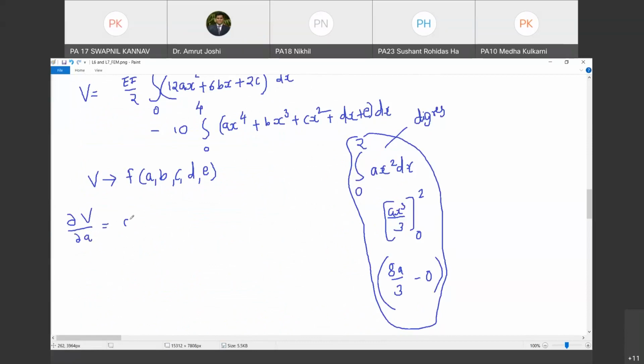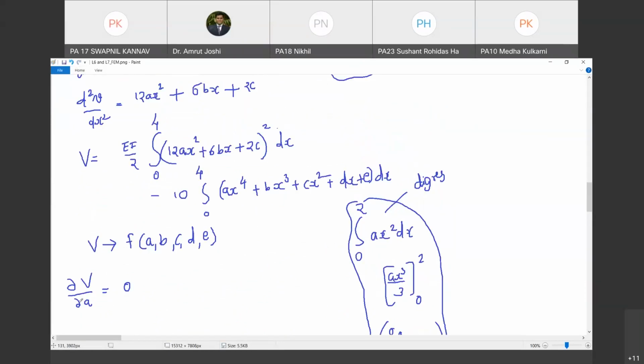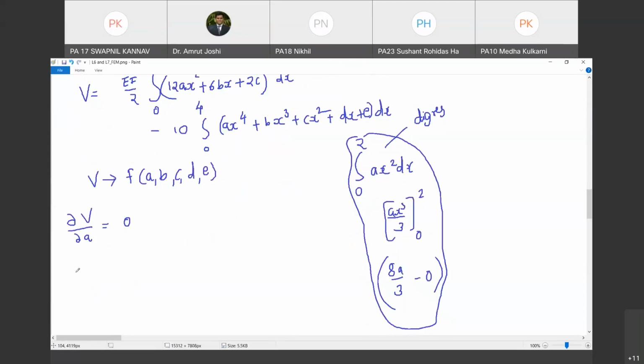Do you agree with me? Yes, sir. Are you with me? Yes. So dou v by dou a, if it has to be 0, can I take the differentiation? Differentiation can go within the integration sign. So can you tell me what is the differentiation of this term? Can I write that? So it is going to give me EI by 2, happy, integration 0 to 4.